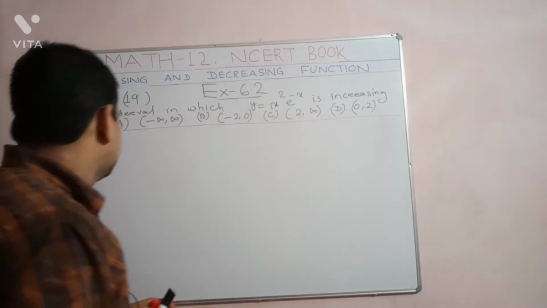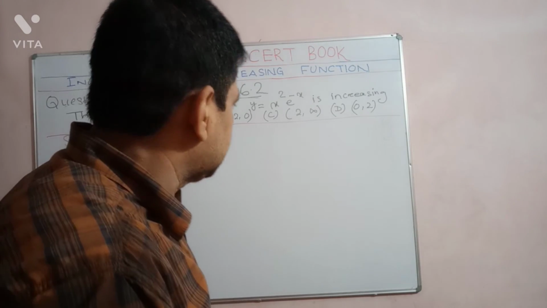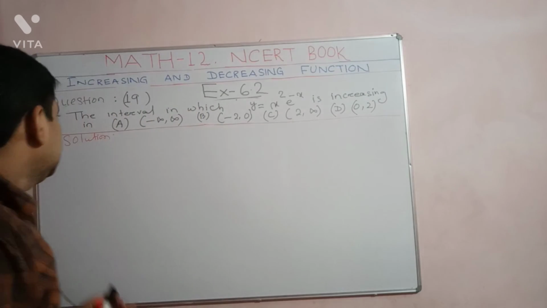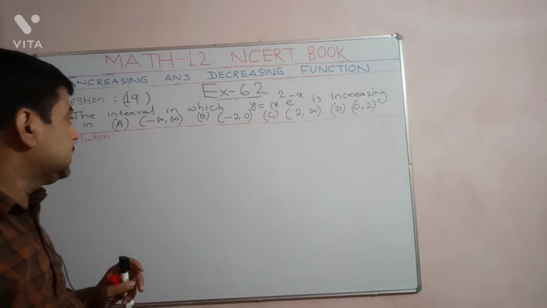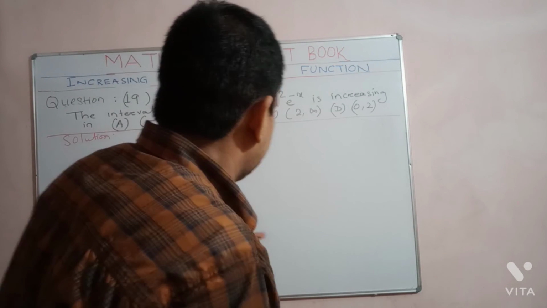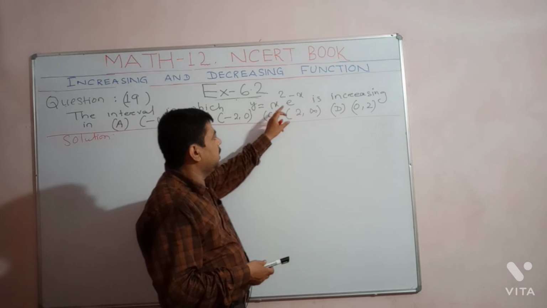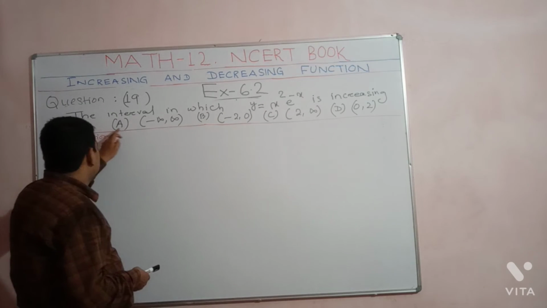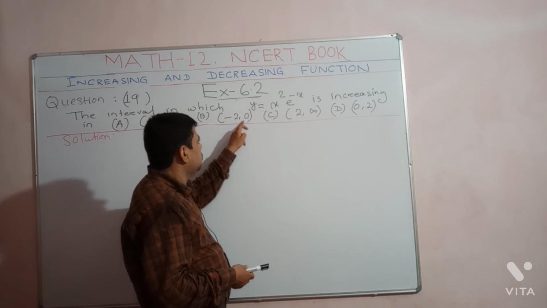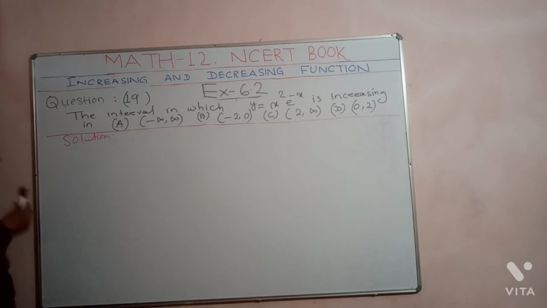The function given is y = x^2 e^(-x). It is increasing in the interval: option A, minus infinity to infinity; option B, minus 2 to 0; option C, 2 to infinity; option D, 0 to 2. Once again, the interval in which y = x^2 e^(-x) is increasing: option A minus infinity to infinity, option B minus 2 to 0, option C 2 to infinity, option D 0 to 2. Understand or not? Okay, now let's see.